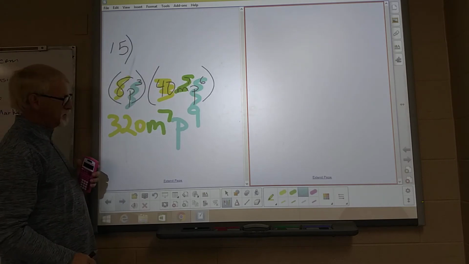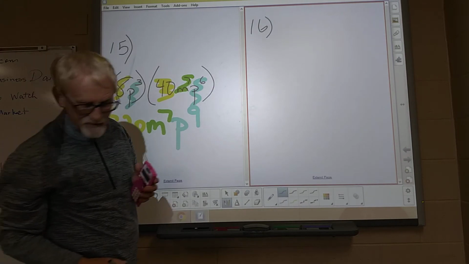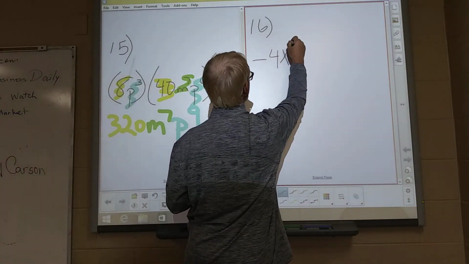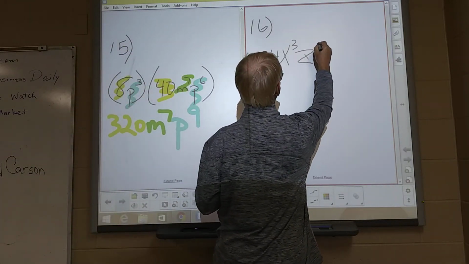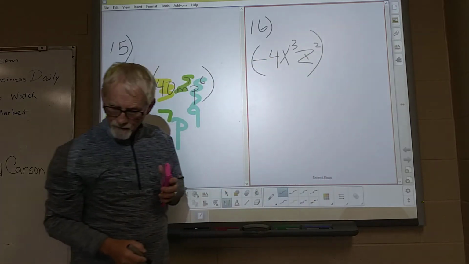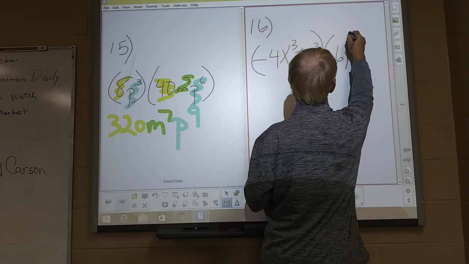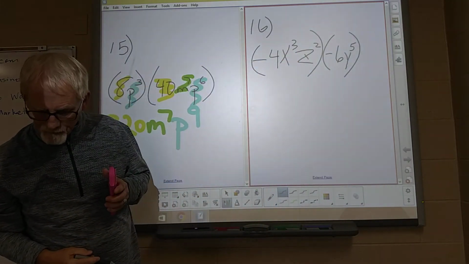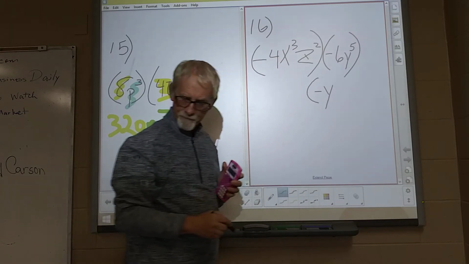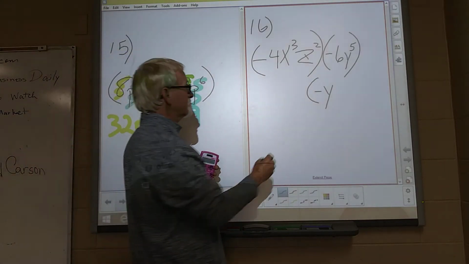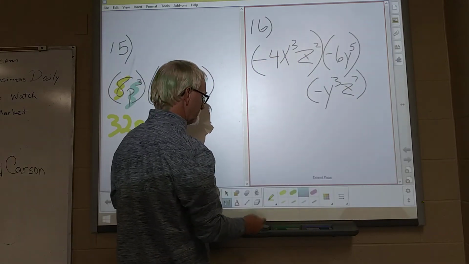The last one we'll do, 16, says negative 4x to the 3rd, z to the 2nd, multiplied by negative 6y to the 5th, multiplied by negative y to the 3rd, z to the 7th. Let's look at what we've got. Remember, only combine like terms.